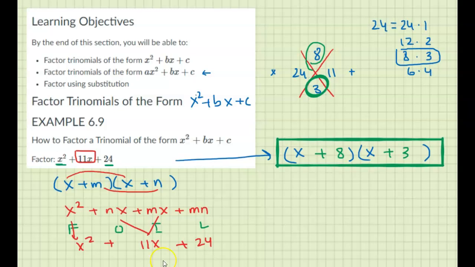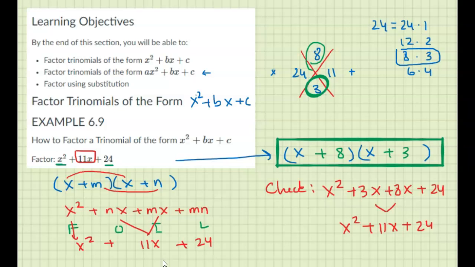To check, you can multiply. You have x and x is x squared. Then you have plus 3x and plus 8x, and 8 times 3 is 24. And these add up to give you the 11x. So basically, you're working backwards through the process to see how I got here. Which numbers did I multiply to give me that 24, that also worked when combined together to add to give me the 11x? All right?